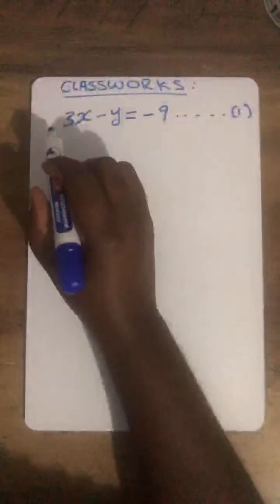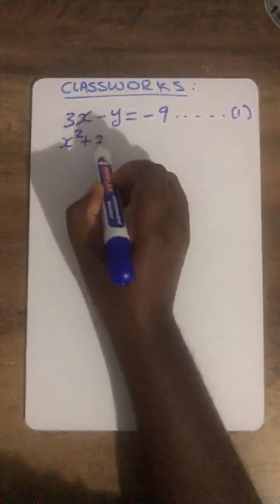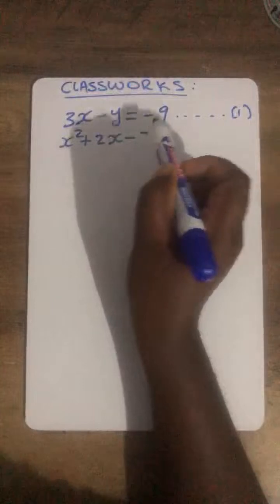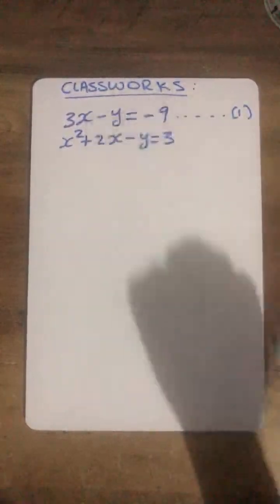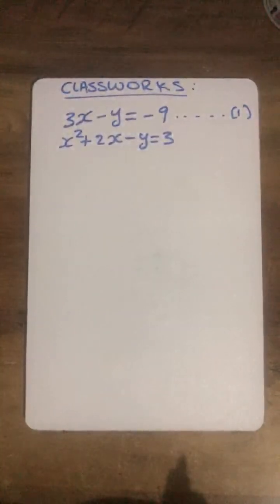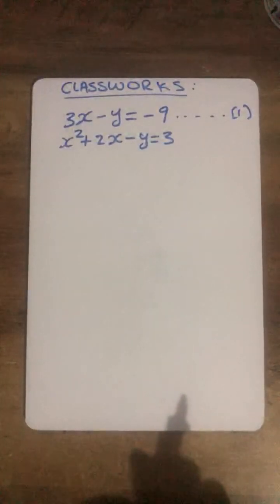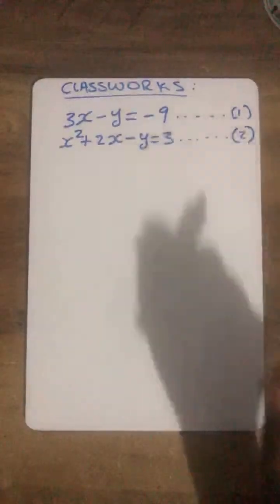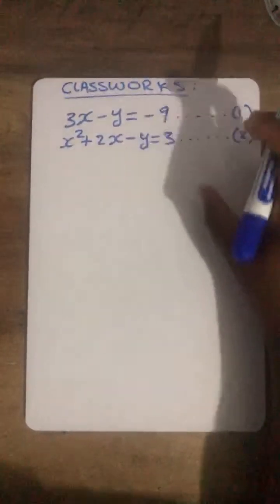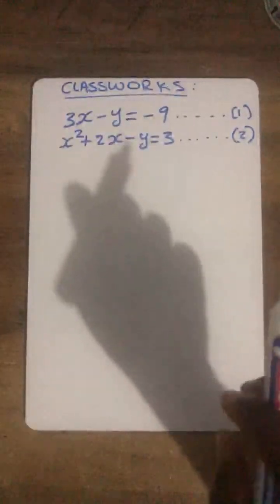So we have negative 9 there. So this is our equation number 1. Let's do equation number 2, which is x squared plus 2x minus y, which is equals to 3. Okay, so now this is our equation number 2. So what I'm proposing is that let's work out this one together, and then I'm going to give you another problem to work out, just to see if you can survive.